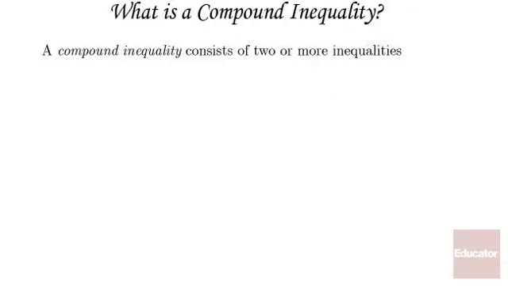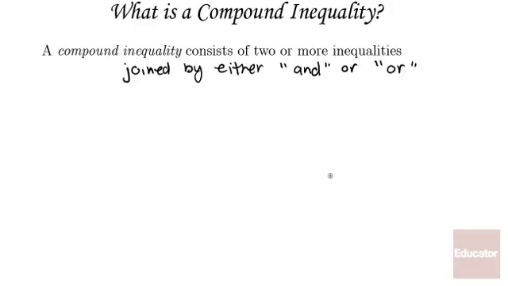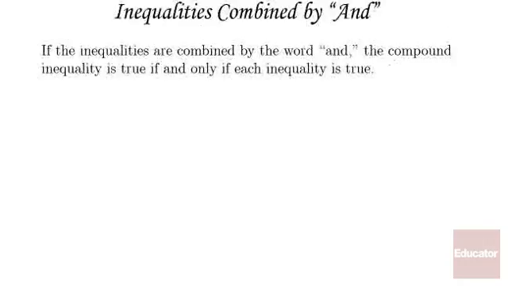Beginning by defining a compound inequality. A compound inequality consists of two or more inequalities, and these inequalities can be joined by either the words and or or. And they're handled differently depending on whether or not they're joined by the word and or. So we're going to break that down. First, discussing inequalities that are combined by the word and.